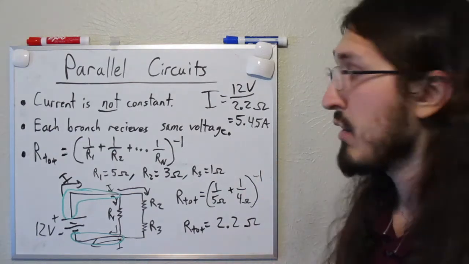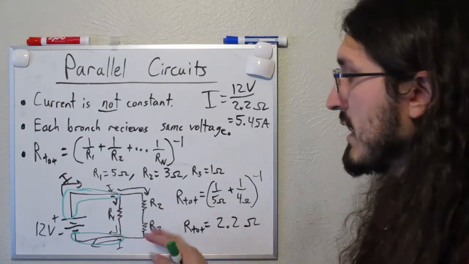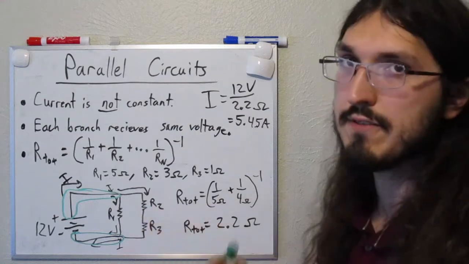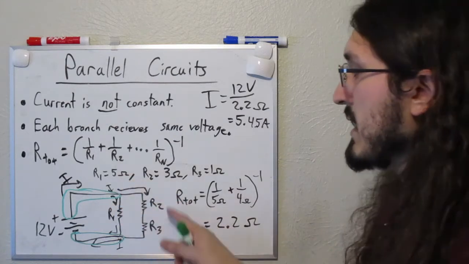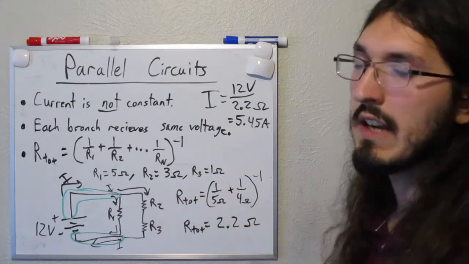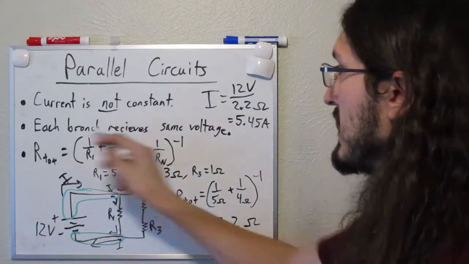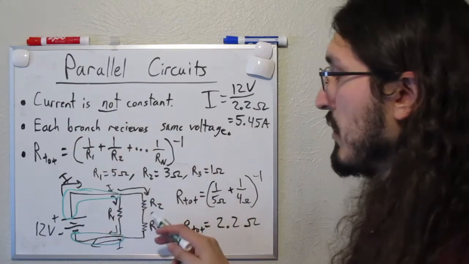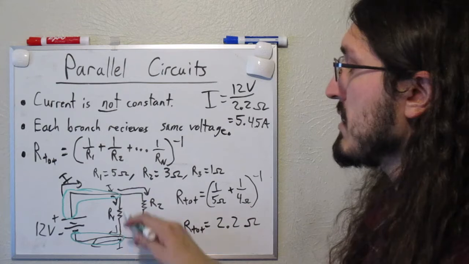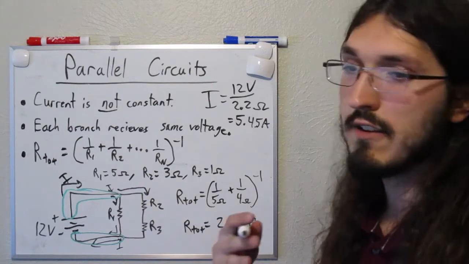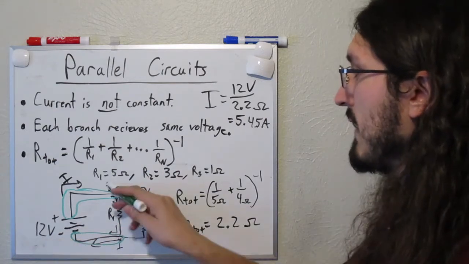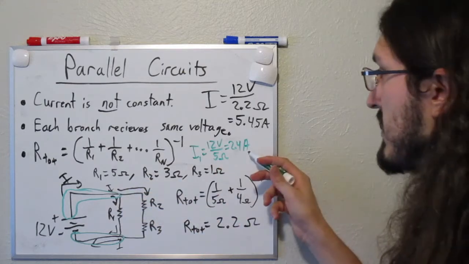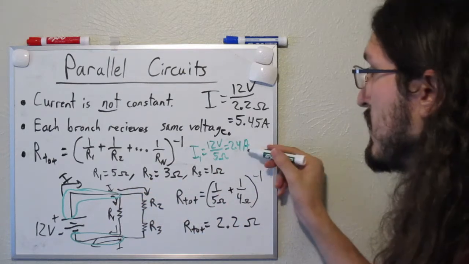If I wanted to find the currents of each of these two branches, I know that they're not going to be equal because each one has a different value for resistance. This one has a value of 5 ohms. This branch has a combined value of 4 ohms. I know that each branch is going to receive the same voltage, so each branch will receive 12 volts. If I wanted to find the current for this branch, I would have to do the same thing, voltage divided by resistance. In this case, it would just be 12 volts divided by 5 ohms. Okay, so I know for the first branch, 12 divided by 5 is 2.4 amps.